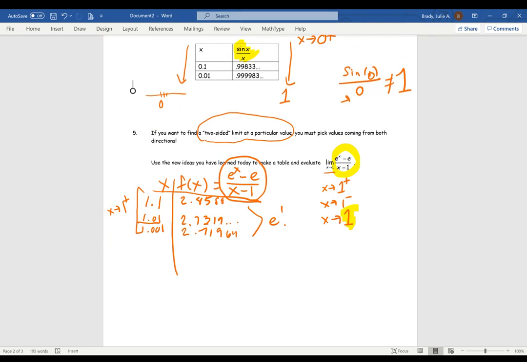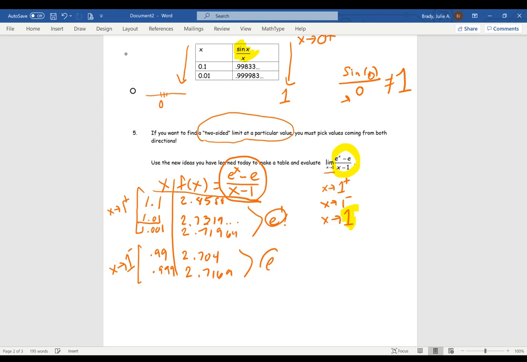Now, which numbers would you pick from the other side? If x is getting closer to 1 but from the left, it means you want numbers that are a little bit smaller. So how about 0.99 and 0.999. Again, we've got that function in there, so we can just do second enter, call that back up, and I get 2.704 something, and then I get pretty close to e.